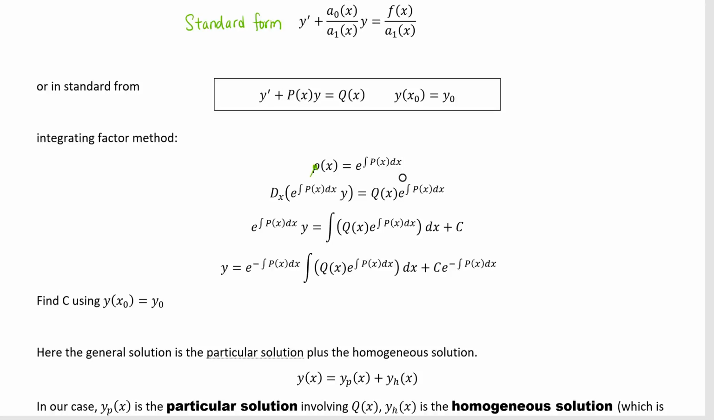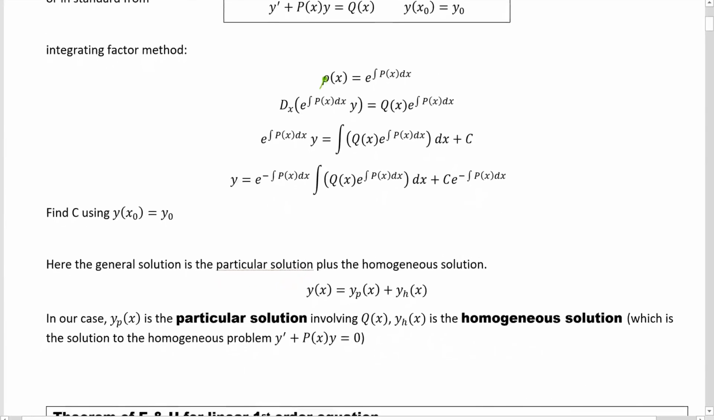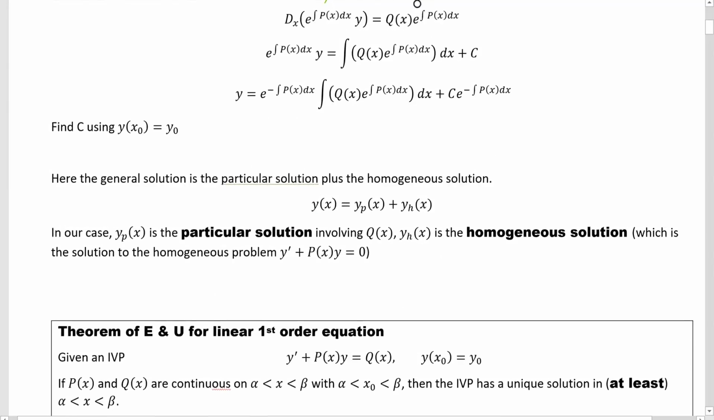Okay, and then we use the integrating factor times y, which equals the integral of q of x times the integrating factor. And how do we solve for y? We divide both sides by the integrating factor, so this is the same as multiplying by e to the negative integral of p of x dx. And we can also find c using the initial condition y of x0 is y0.